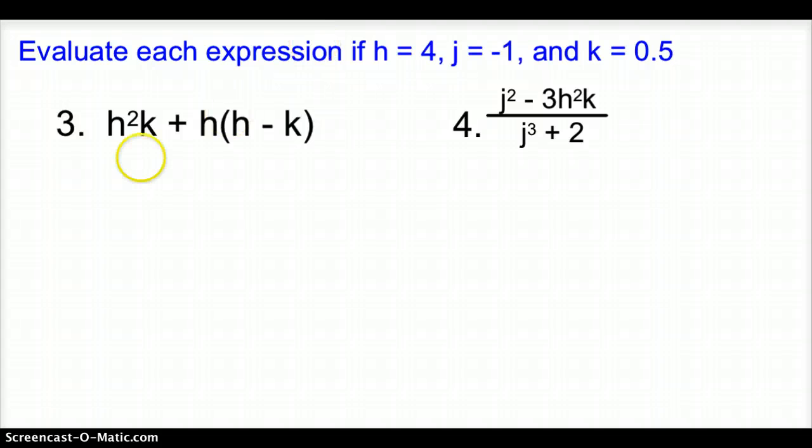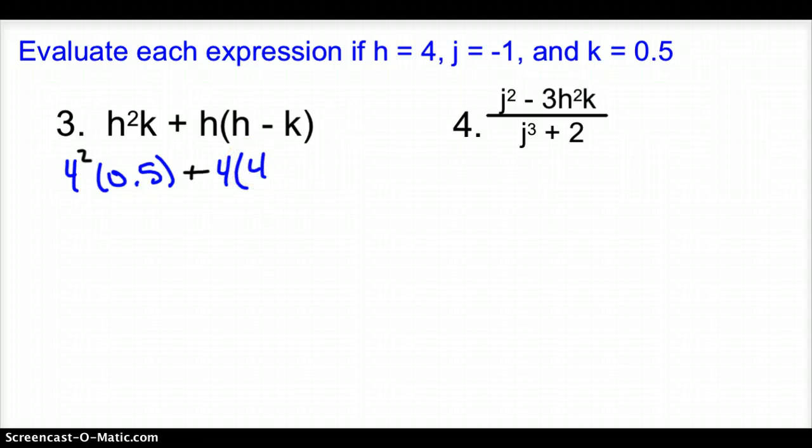Number 3, keep plugging this stuff in with what you're given. So now I have 4 for h. Make sure you have your square. You have 0.5 for k. And now when I put that number in for k, notice how I put parentheses around it? To me, that just tells me that I inserted something for that k. And then we bring down plus, then what is our h? Our h is again 4, and then our h again is 4 minus 0.5.